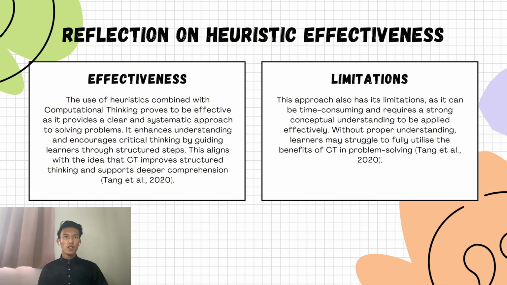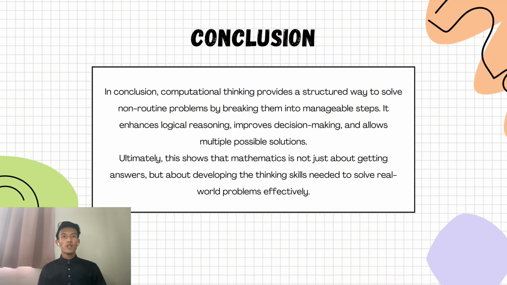So, our last slide is the conclusion. In conclusion, computational thinking provides a structured way to solve non-routine problems by breaking them into manageable steps. It enhances logical reasoning, improves decision making, and allows multiple possible solutions. Ultimately, mathematics is not just about getting answers, but about developing thinking skills for real-world problem solving.